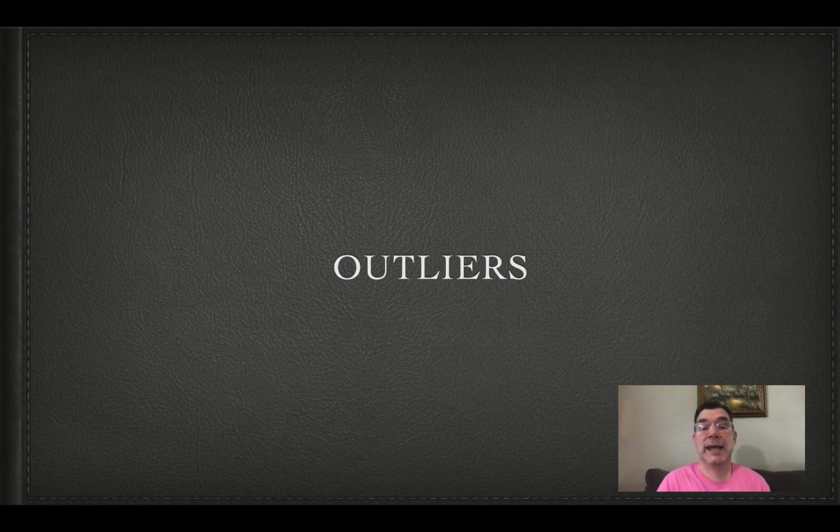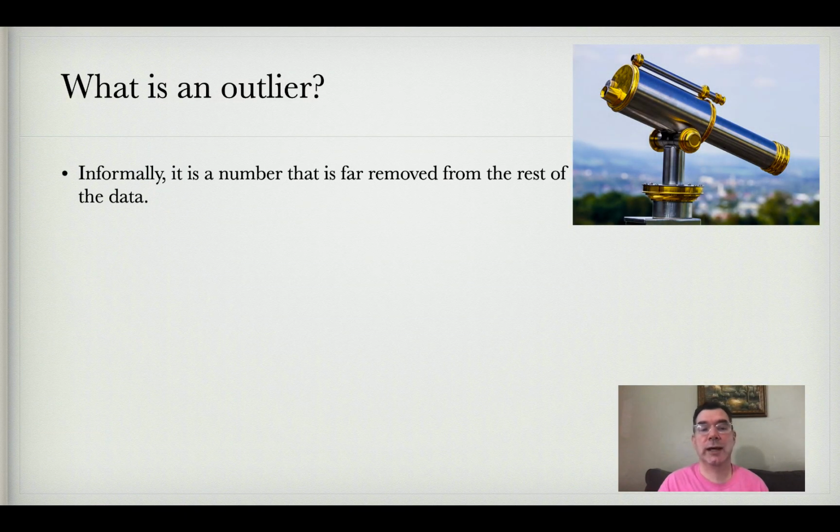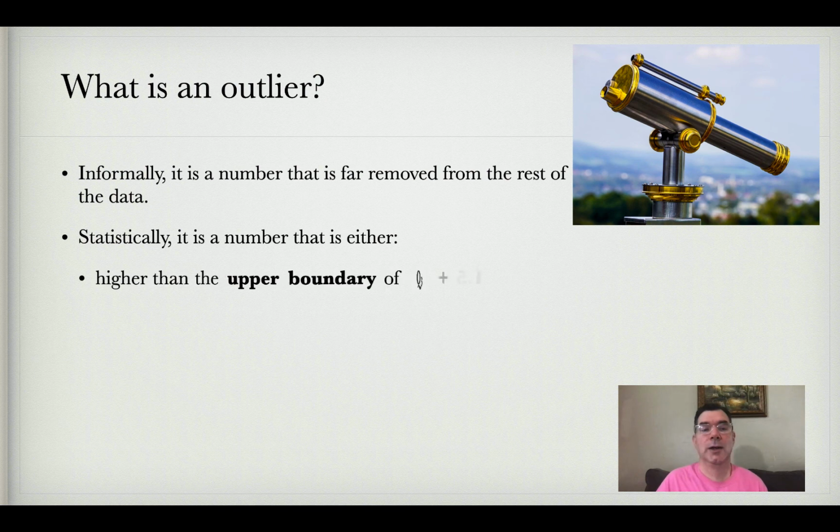Hello again. Today we are going to talk about outliers, what they are and how to identify them. So let's get started. An outlier is, informally, just a number that is so far removed from the rest of the data. It's just kind of out there.